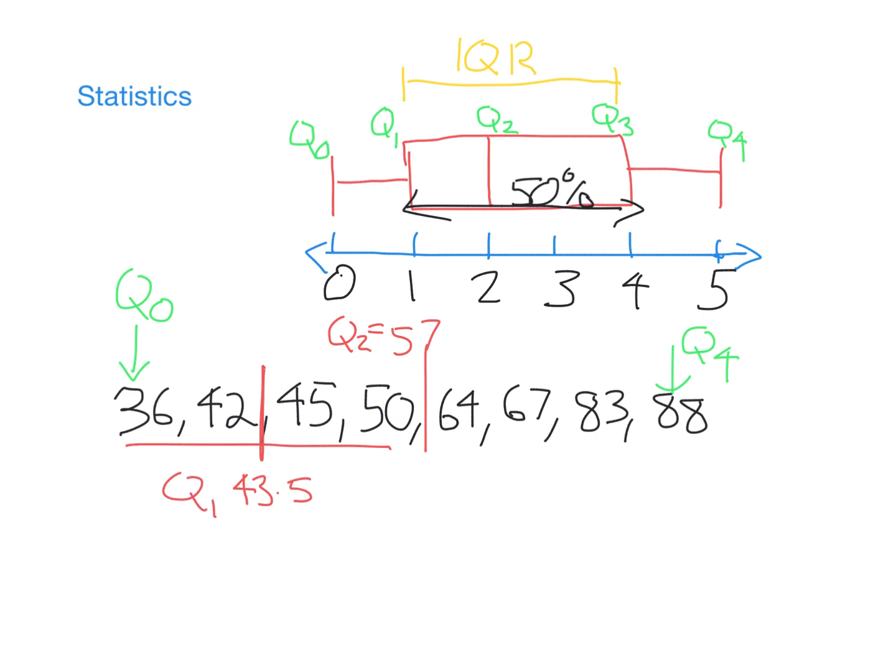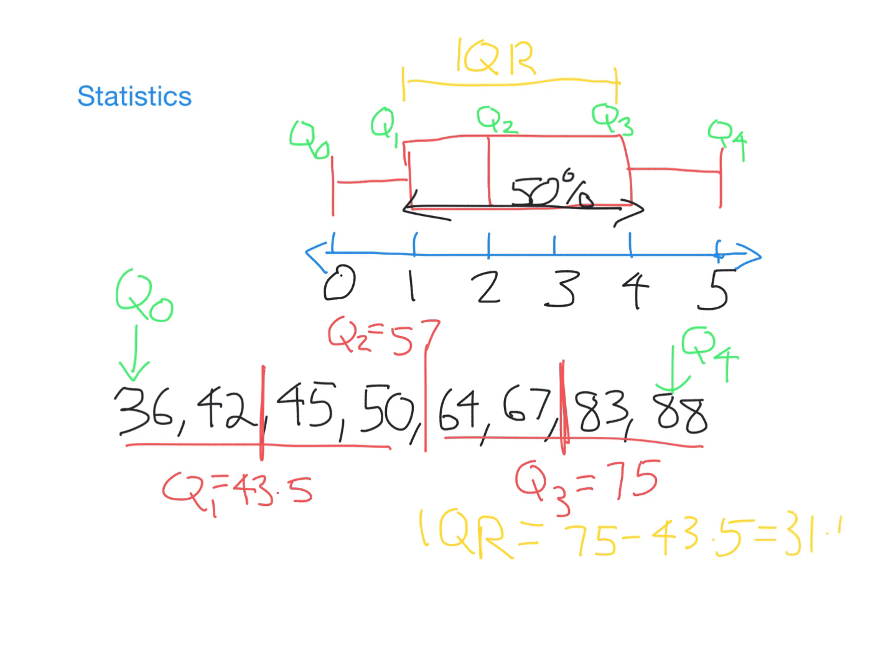It'll be 43.5. Similarly, Q3 is the median of the upper half of scores. So of these 4 scores, there are 2 middle again. The median is halfway through. So Q3 will be halfway between 67 and 83. It will be 75. So here, the interquartile range of this data down the bottom is simply 75 minus 43.5, which is 31.5. The interquartile range is basically the range of the middle 50% of scores. And we could easily turn this into a box plot if we wanted to.